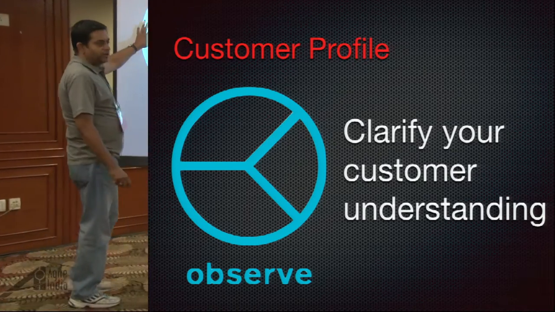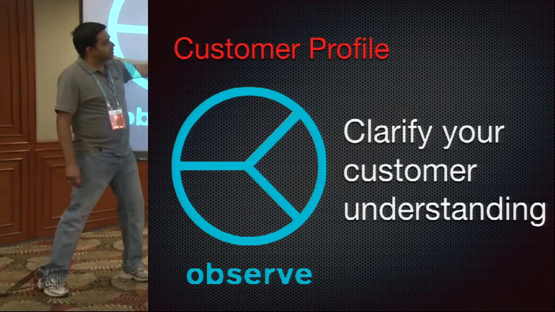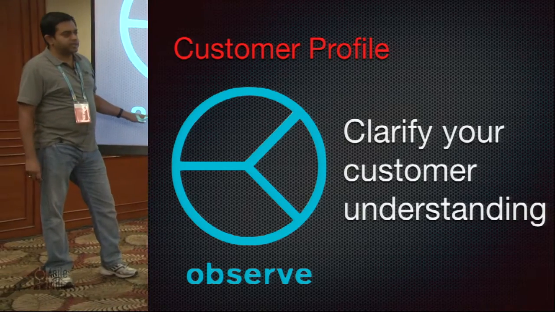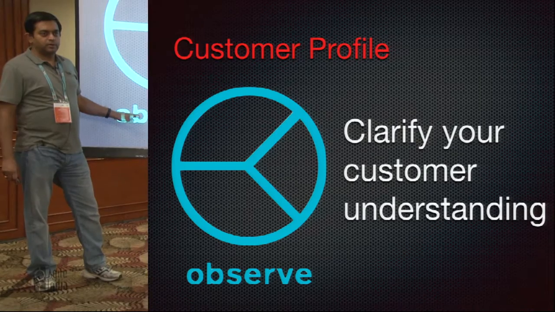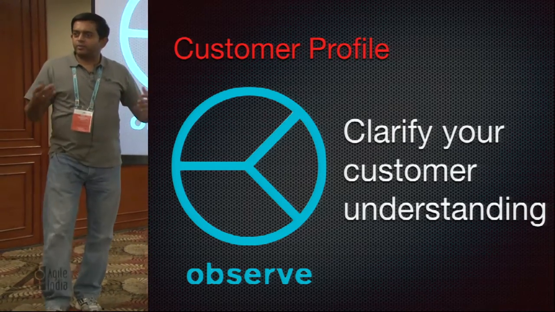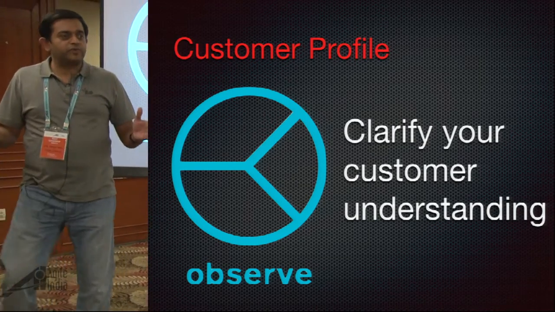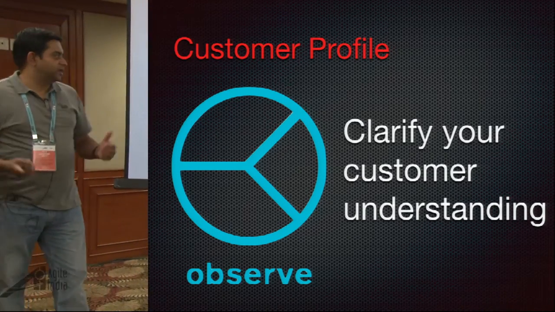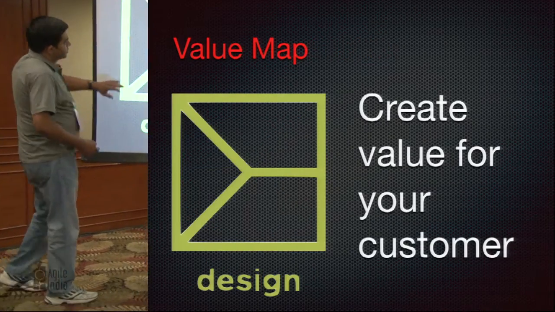The inverted pie circle is the customer profile, which basically helps us clarify customer understanding. And the theme of this is observe, because we don't want to second guess on behalf of our customers. We don't know enough about our customers, so we are going to learn about it by observing them, right? And we'll understand each of these boxes here.